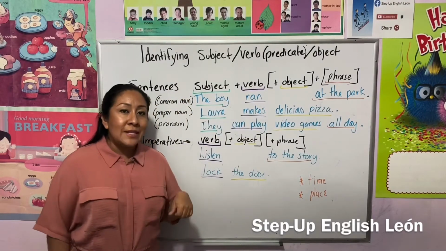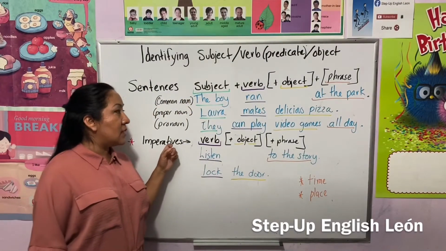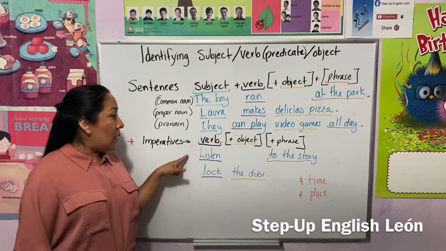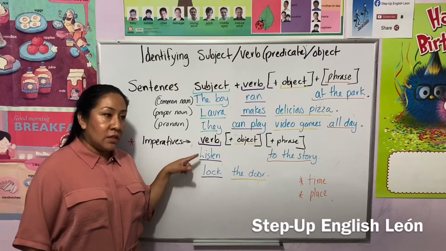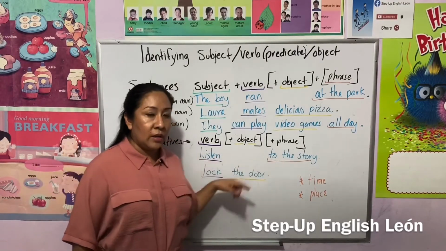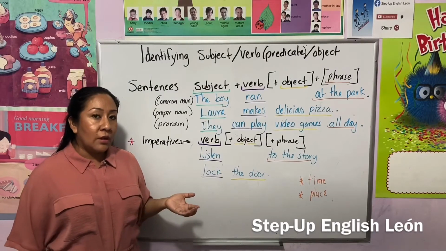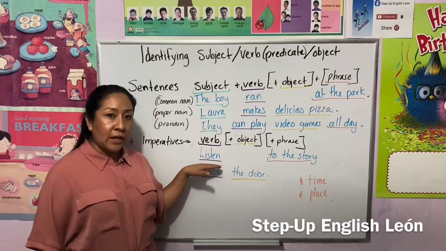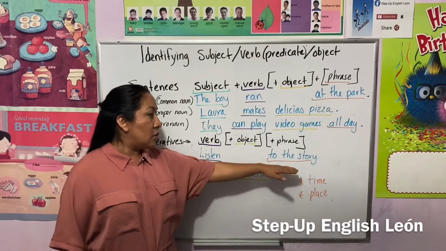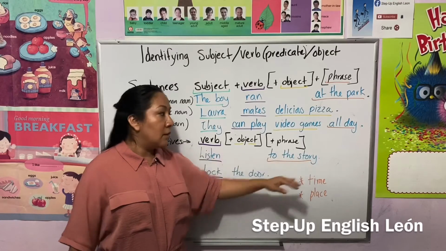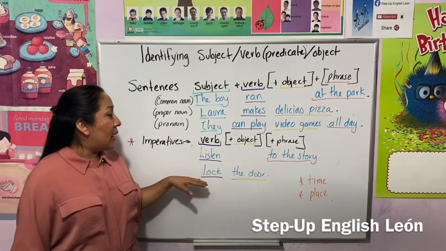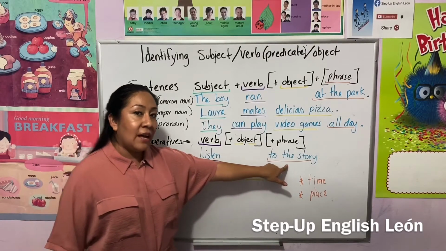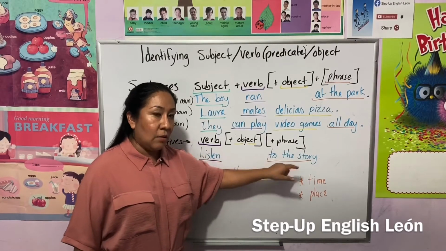There's only one type of sentence in English that doesn't need a subject, and those are called imperatives. Imperatives begin with verbs, such as listen to the story. It's an instruction. It can also be an order. Listen to the story. I have the action. Listen to the story. To what? To what am I going to listen? But here, this preposition makes it a phrase, not an object.